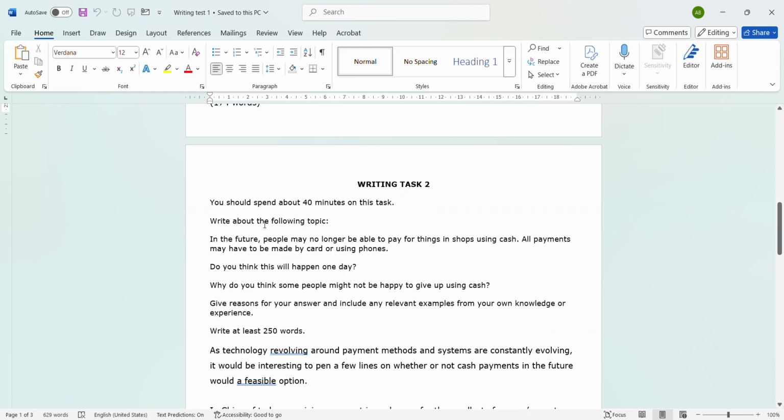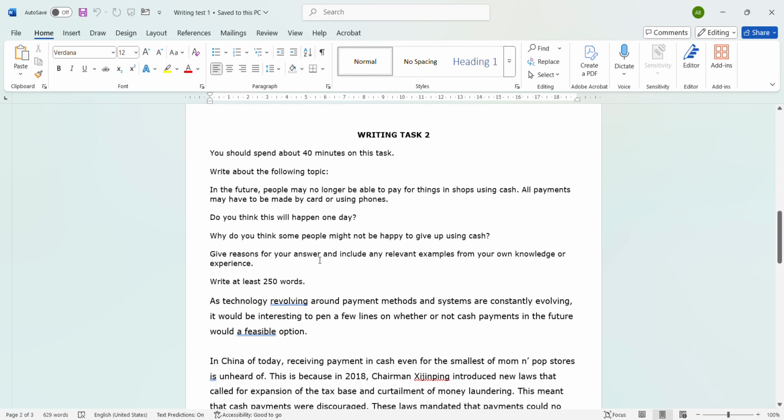Here you will find an essay in task number 2, and it's longer than task 1 because you have to write at least 250 words. Let's look at the question.